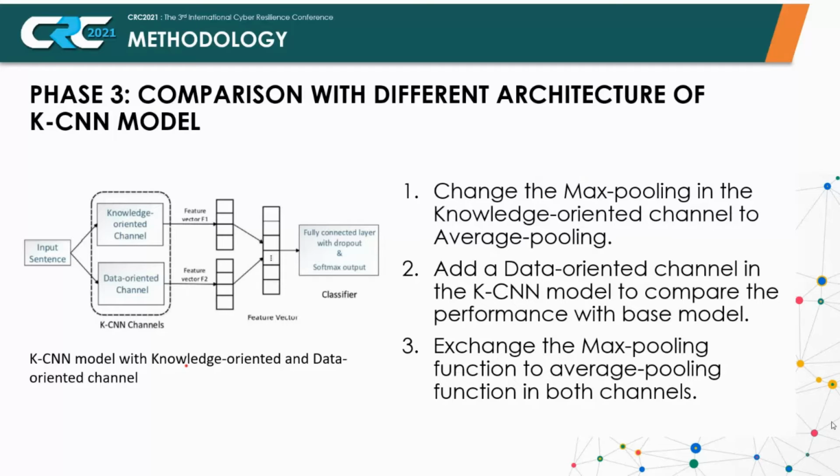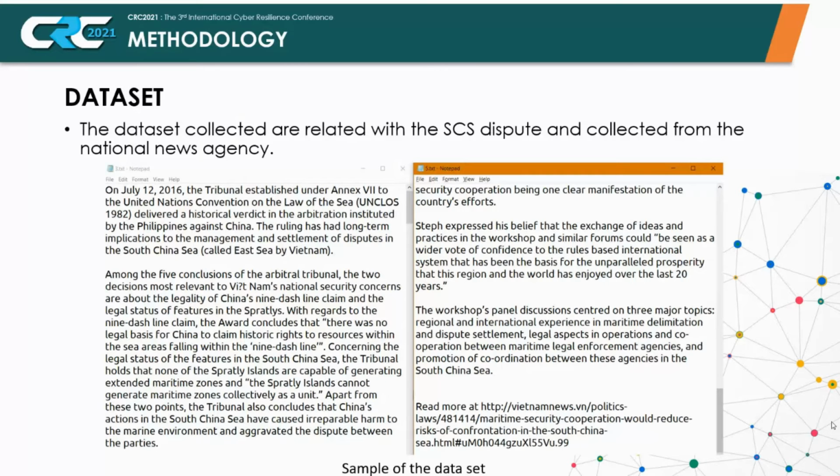And then next, we will also add a data-oriented channel into the KCN method to compare the performance with the base model, which is the KCN model that contains a knowledge-oriented channel only. Lastly, we will exchange the pooling layer from the max pooling layer to the average pooling layer for both channels.